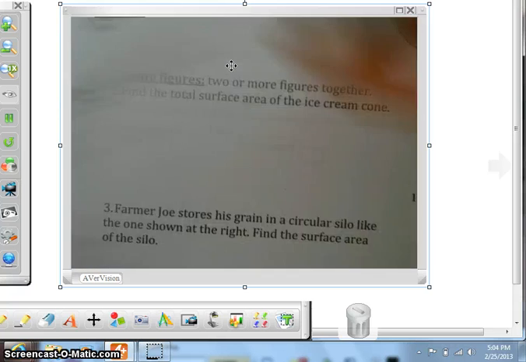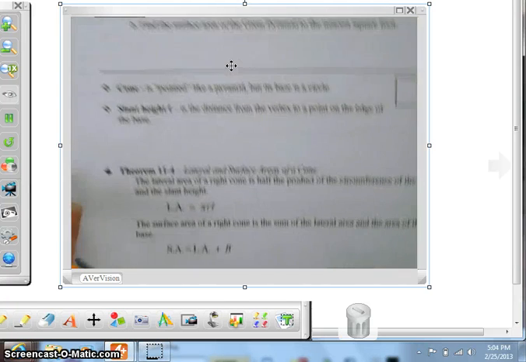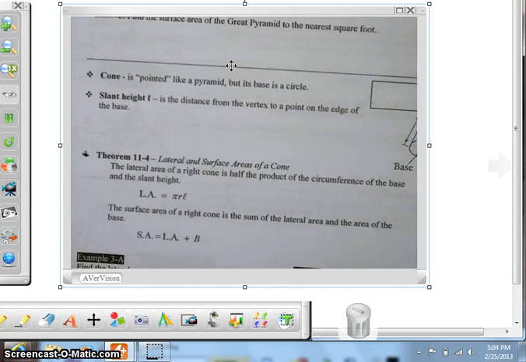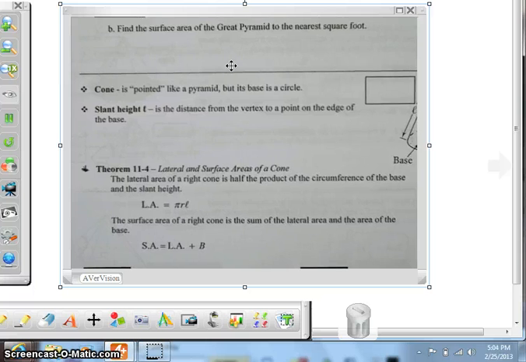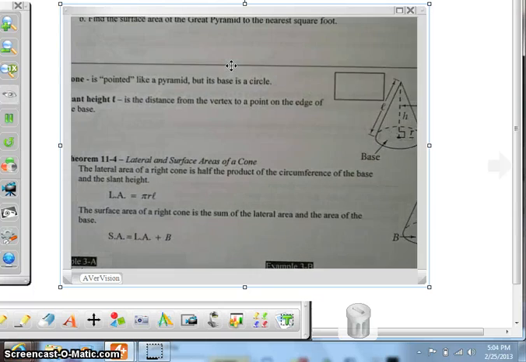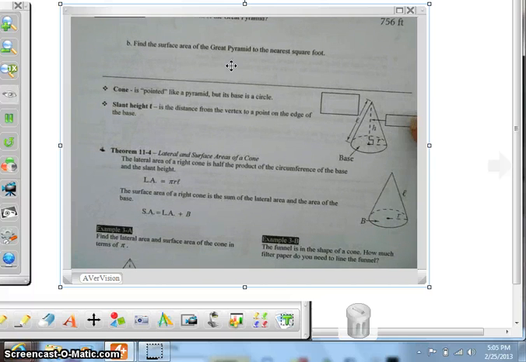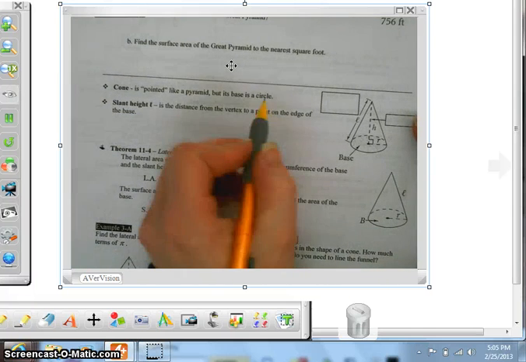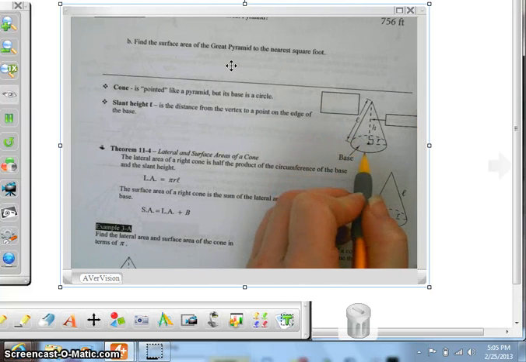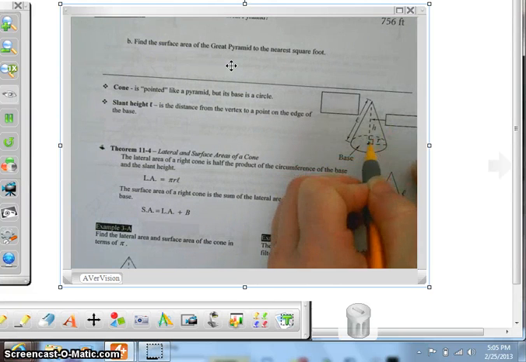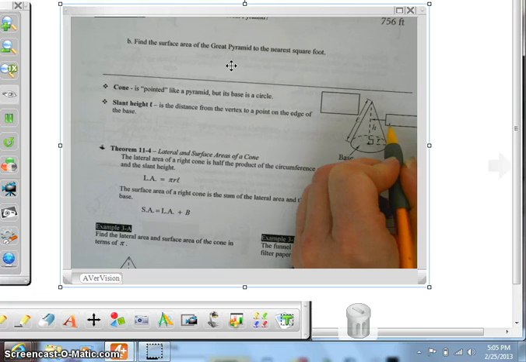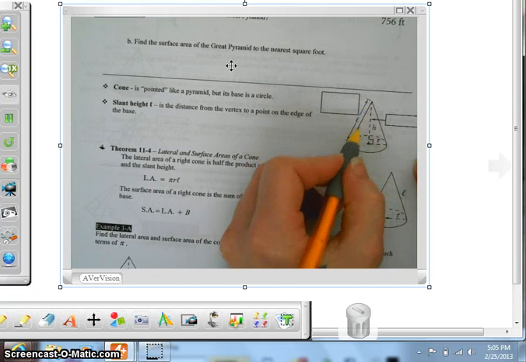All right, let's flip to the back. Okay, on the back, I want to look at a cone. On a cone, you'll notice that a cone is pointed like a pyramid, but its base is a circle. So your base is a circle, and your slant height is right along the edge.